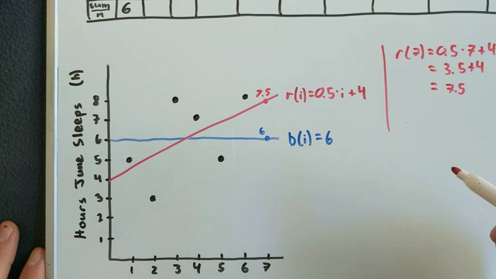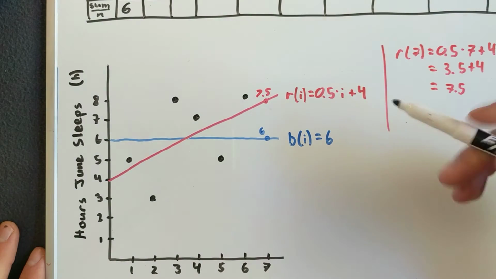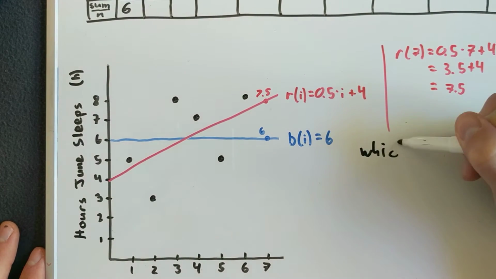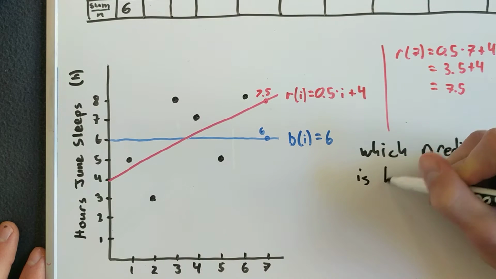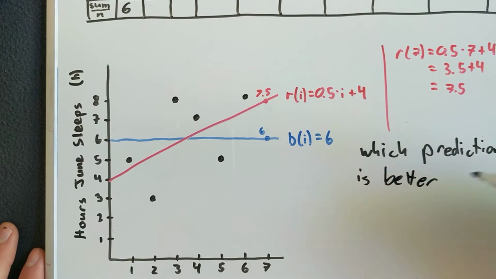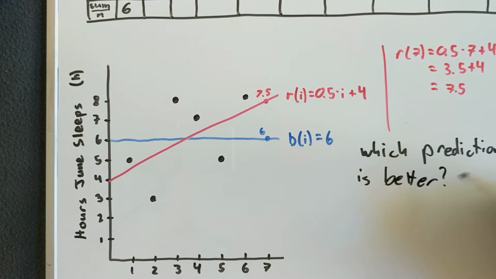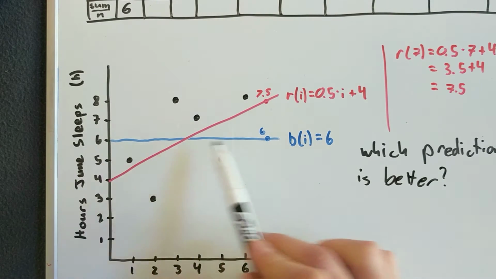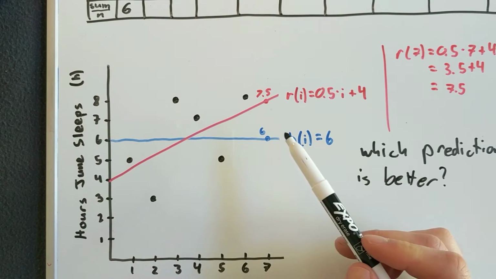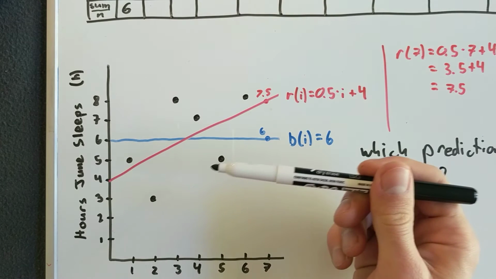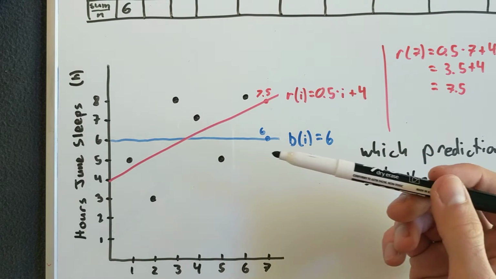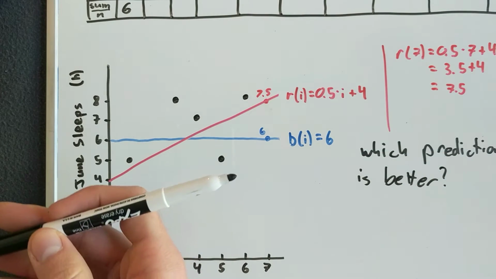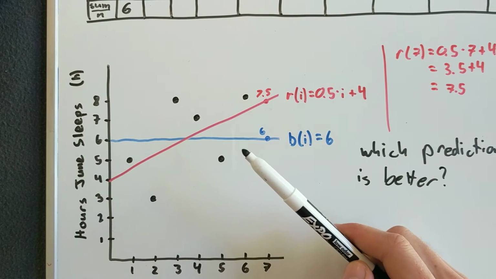So now our question is, which prediction is better? And what I'm going to argue is that we can look at these two lines, the blue line and the red line, and see which one predicted the past more accurately. And whichever one more correctly predicted the past, I'll say will also predict the future more accurately.